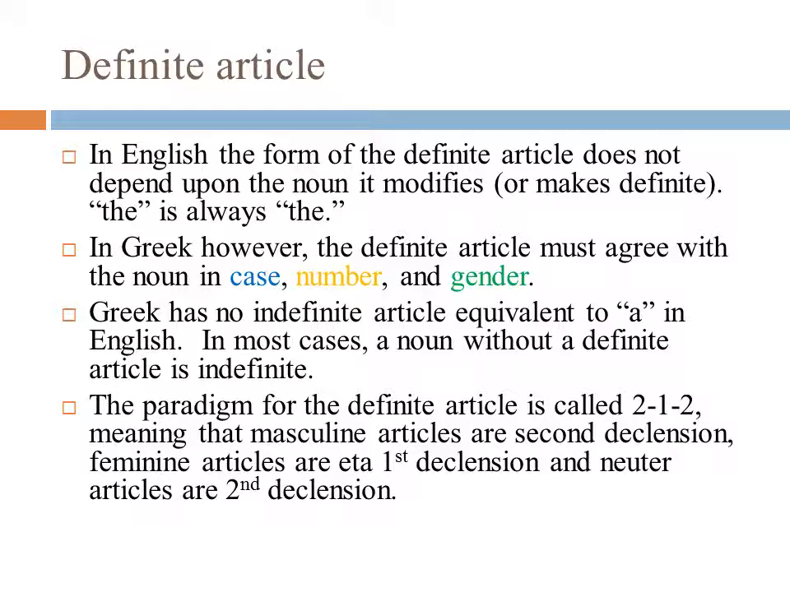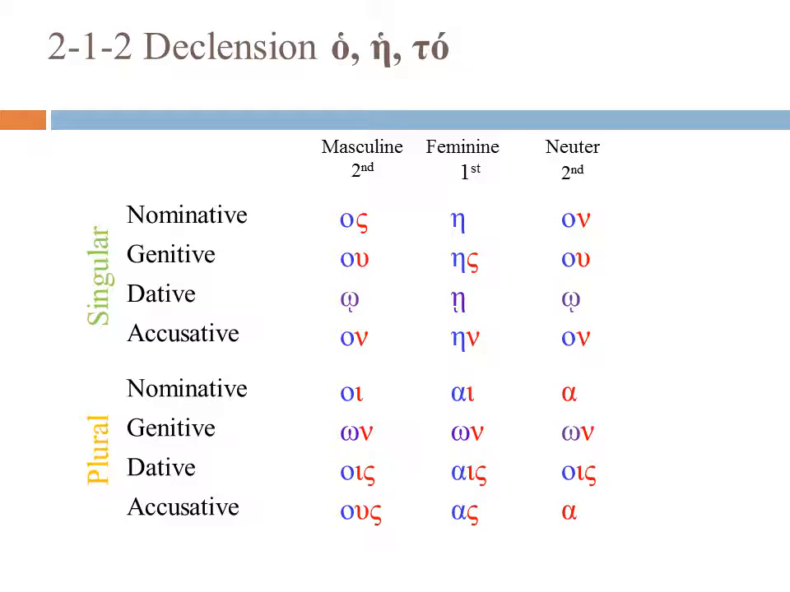The paradigm for the definite article in Greek is 2-1-2, meaning that the masculine article is in the second declension. Feminine articles are eta first declension, and neuter articles are also in the second declension. So we get 2-1-2, masculine, feminine, neuter. You're going to see this used throughout Greek as we go along. Okay, let's look at the 2-1-2 declension of ho, he, to, the definite article.